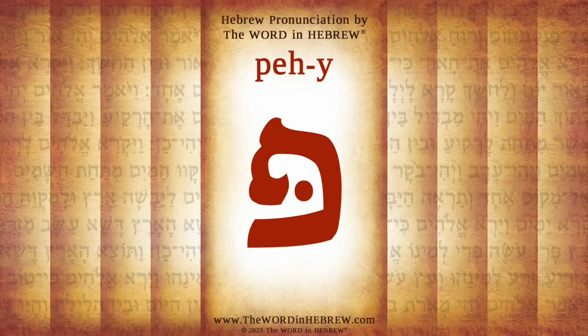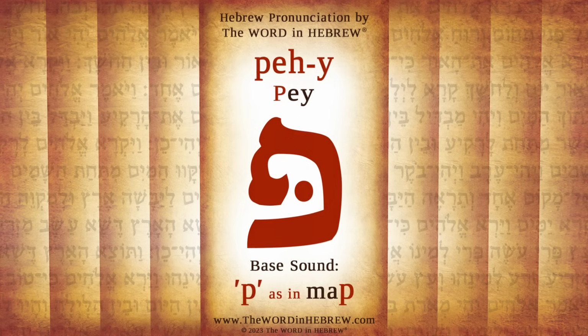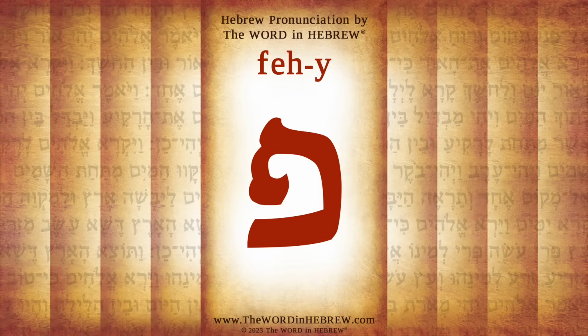Pay. P as in map. And without the Dagesh, it is fey. F as in off.